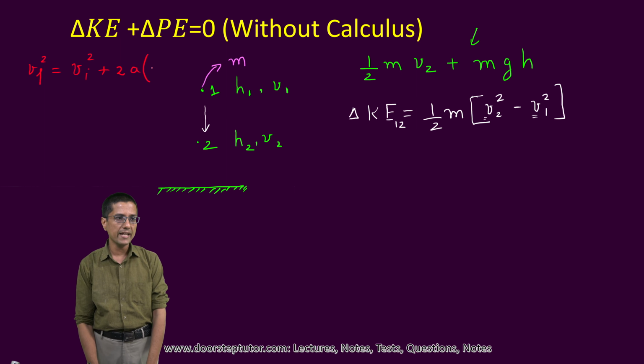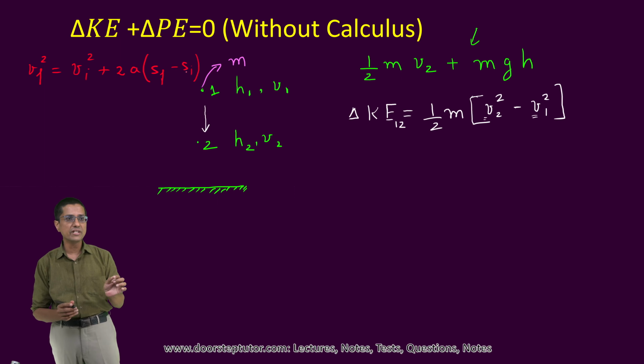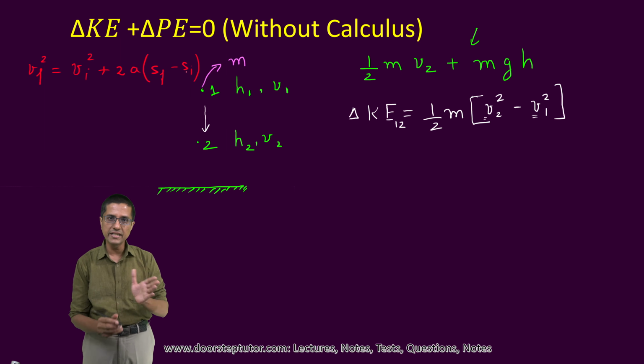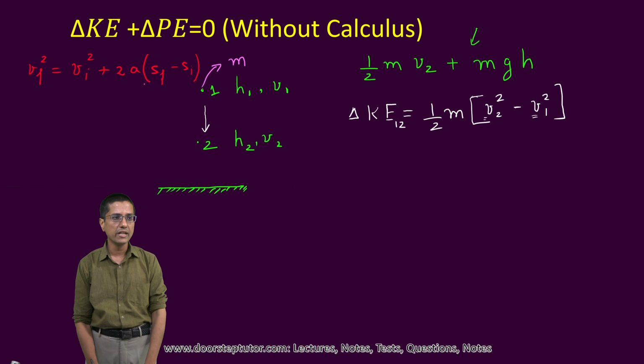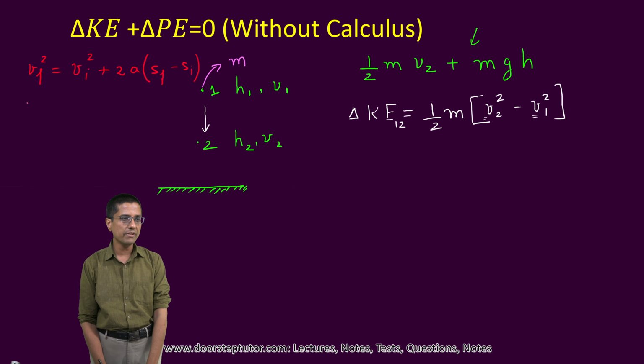My final displacement Sf minus my initial displacement Si. So that is the equation which relates the squares of velocities. We will use this equation. So what is our V final? V final is of course V2, we know that. So here we will use V2 squared, and that is equal to V1 squared.